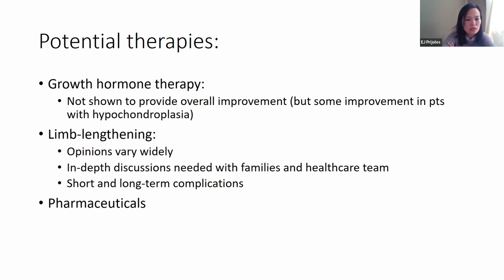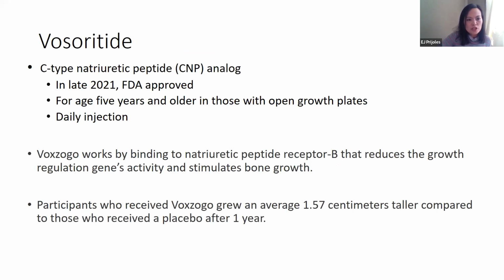Some people have proposed or looked into limb lengthening procedures, but opinions about this can vary widely from center to center, from surgeon to surgeon, and it's really important if someone's considering this to have in-depth discussions with the families and healthcare team for the short and long-term complications. But there has been some promising information about new therapies or pharmaceuticals.